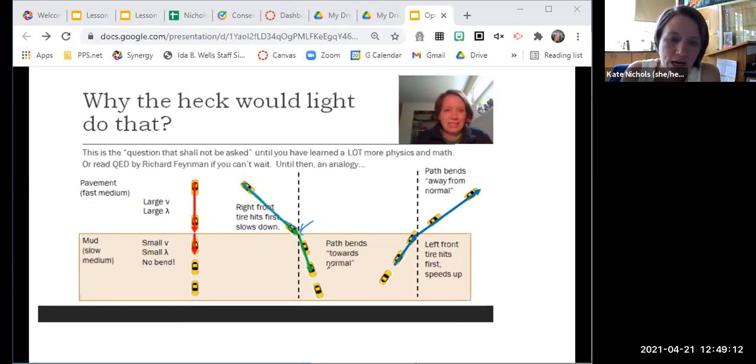And when we are slowing down, we say we bend towards normal. If we started in the mud and we went in the other direction, okay, so we're going up this way in the mud, right? Now this tire is hitting first and it's going to speed up. So again, I use the slower tire as a pivot point to run the faster tire around that thing to figure out which way it bends. And so when we are hitting a faster medium, the path is bending away from normal and veering up in that direction. Questions on this?